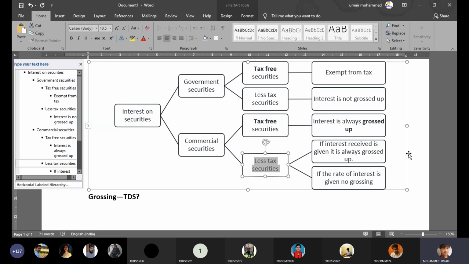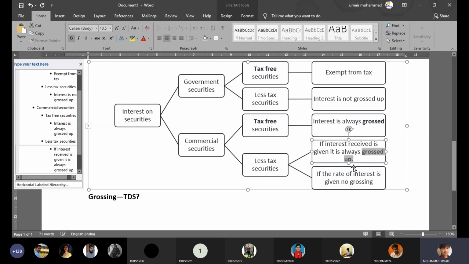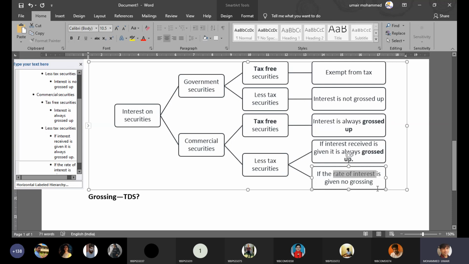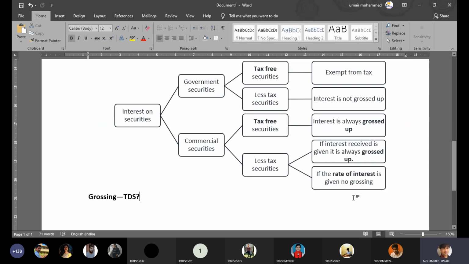So what happens is, in case of less tax securities, you should know whether you should do grossing or not. If the amount of interest is given, then it should be grossed up. But if the rate of interest is given, then you should not do grossing.